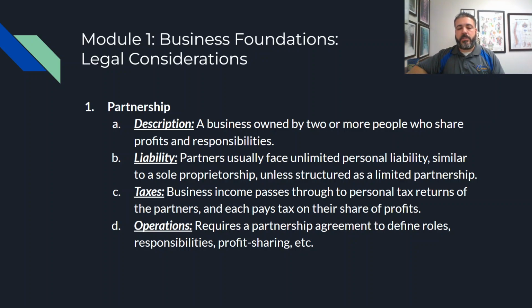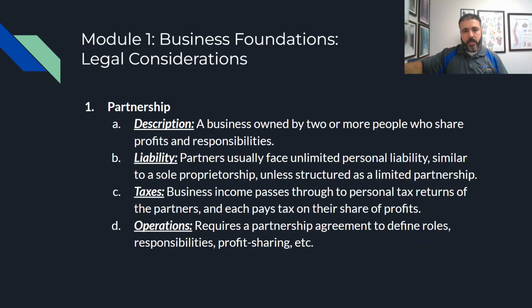And as far as taxes are concerned, the business income is going to pass through the personal tax returns of both partners, and each pays tax on their share of the profits, which again is why you want to have very defined roles, responsibilities, and profit sharing, because if one person is supposed to get a certain percentage and the other person is supposed to get a different percentage, the bottom line of your profit and loss statement does not necessarily go to one person.